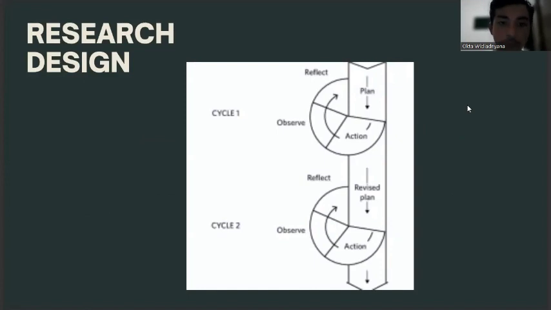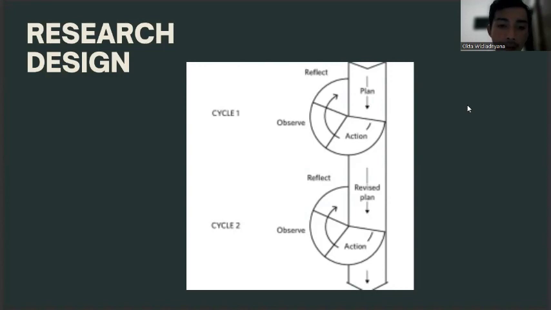In this picture about the cycle, from the explanation of Kemmis and McTaggart, the phases are planning, action, observation, and reflection. The first, planning: the researcher plans the lesson plan, media, and material, and prepares to give a pre-test and also a post-test to the students. Next, the action. Action is the process of doing things. It is the implementation of the planning.